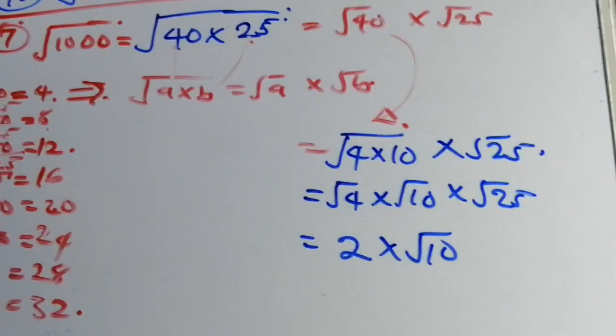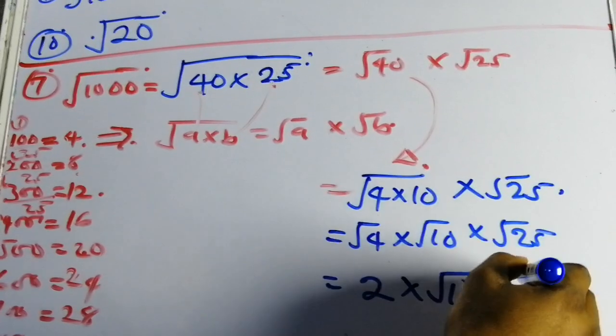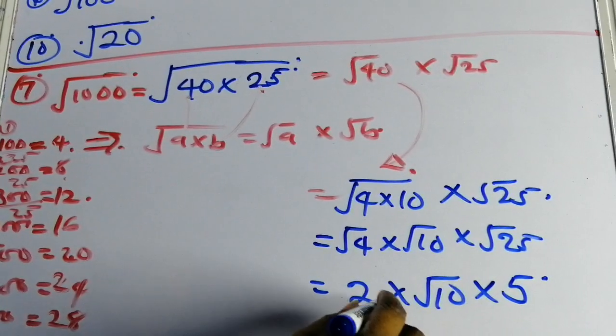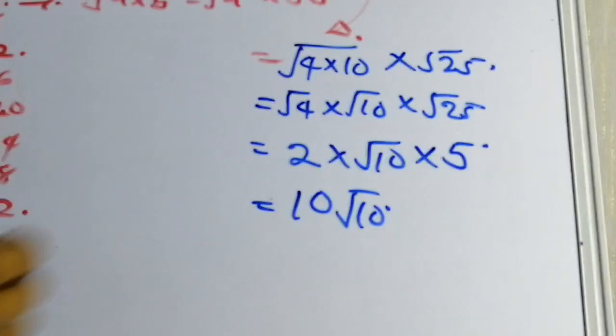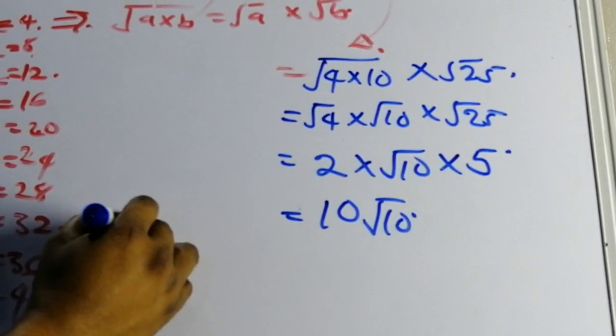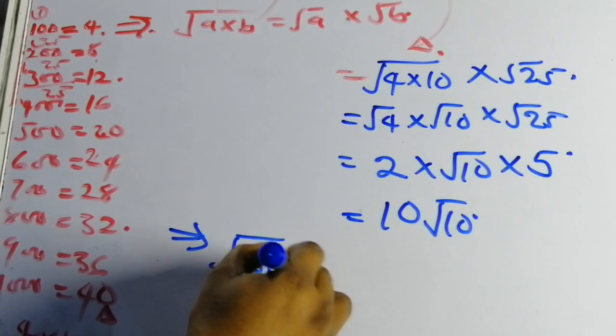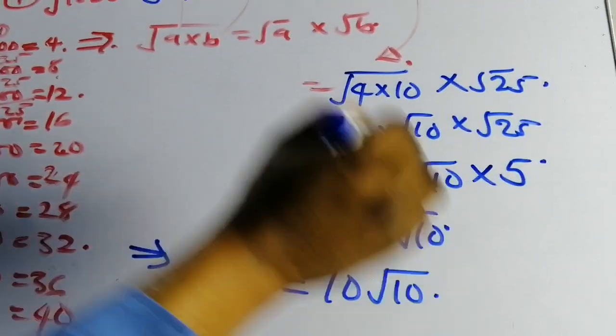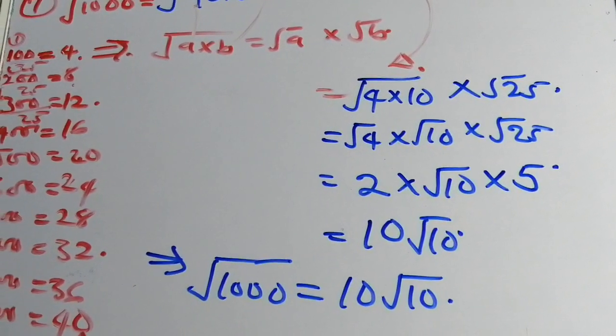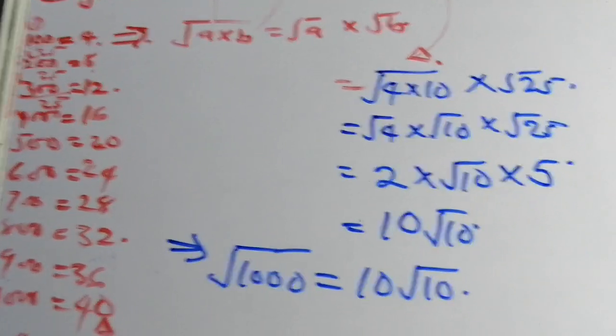You can't find the square root of 10. Then the square root of 25 is 5. So 5 times 2 is 10, root 10. That's the answer, which implies that root 1000 in terms of simplification is the same thing as 10 root 10. Very, very simple. You don't need to waste much time.